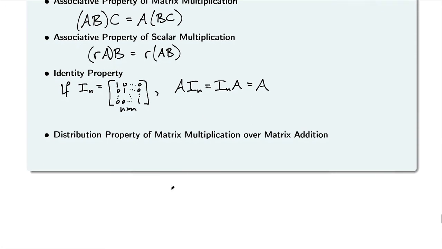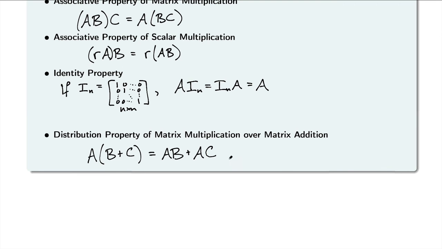And then we have the distributive property. The distributive property of matrix multiplication over matrix addition is if I have A and I multiply by a sum, B plus C, then I can distribute that A and do A times B plus A times C. Note here that the order matters, okay? I took this matrix A that's on the left side of this whole thing, so that A has to be on the left side here.